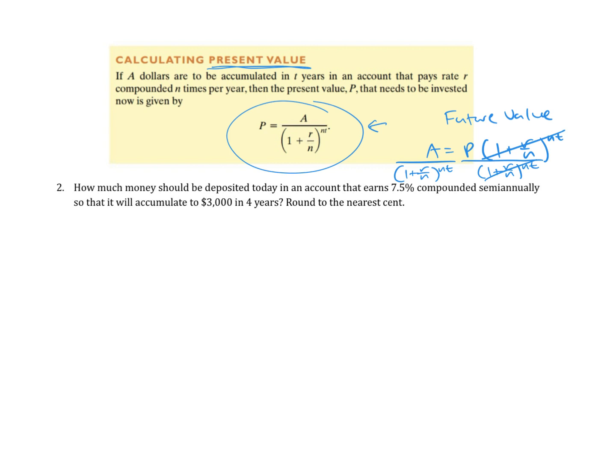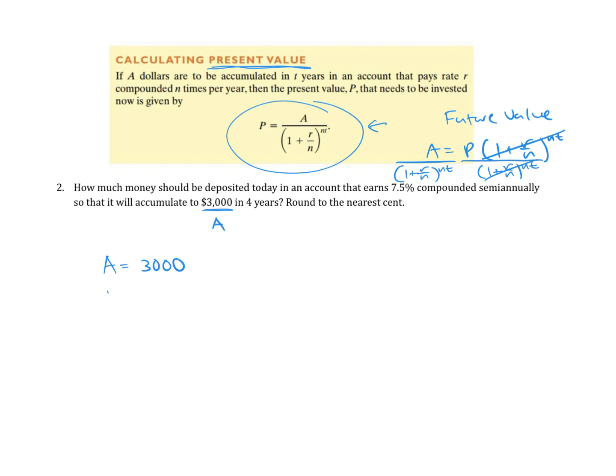So in number 2, how much money should be deposited today in an account that earns 7.5% compounded semi-annually so that it will accumulate to $3,000 in 4 years, round to the nearest cent. So we want to have $3,000 in the future. That's A, the future value. So A is 3,000. That's our goal, to have that in the future.